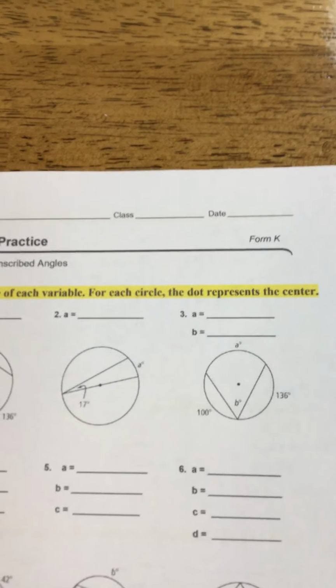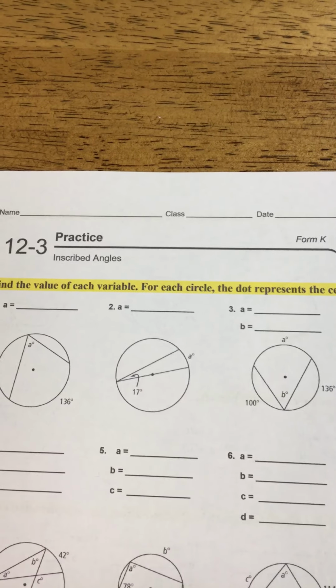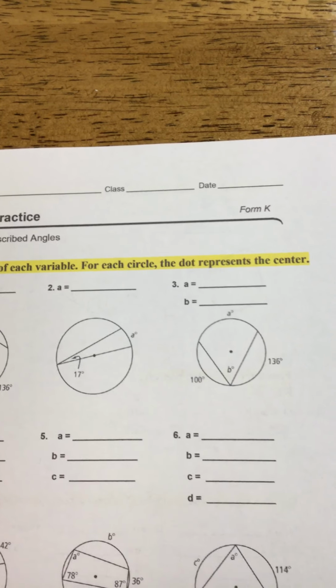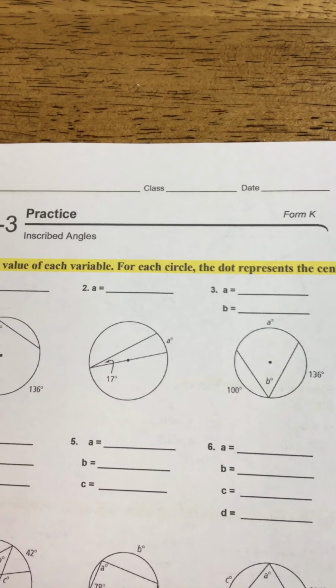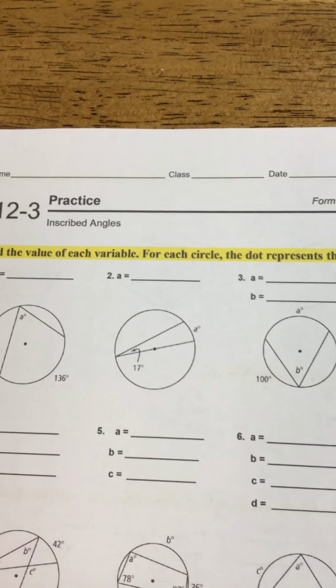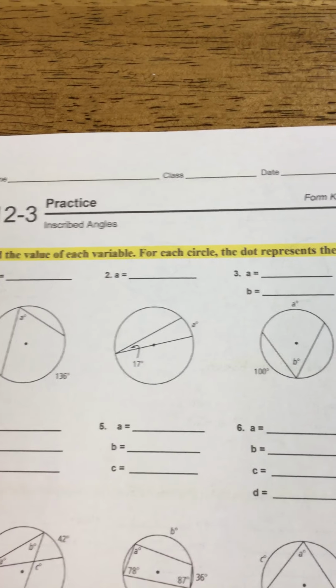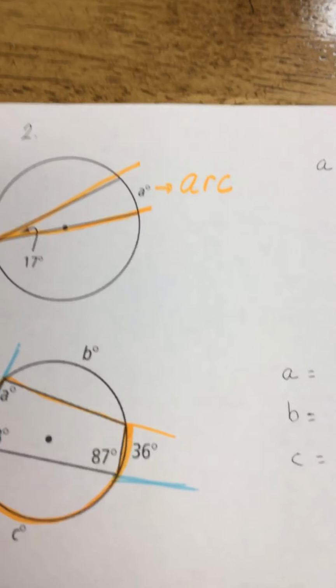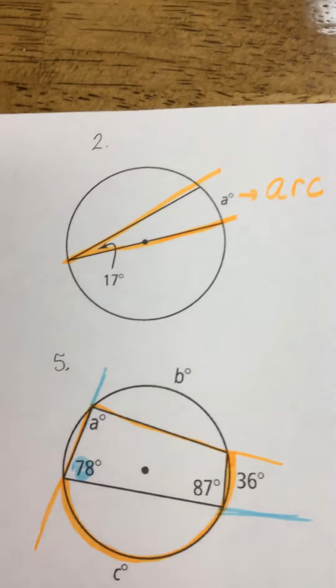All right, your assignment for today is practice 12-3, form K, which is attached to today's assignment. To make it easier, I tried to enlarge the figure so we could look at the closer details. So I'm doing number 2, and number 2 is just a straightforward question applying the theorem that we did today.